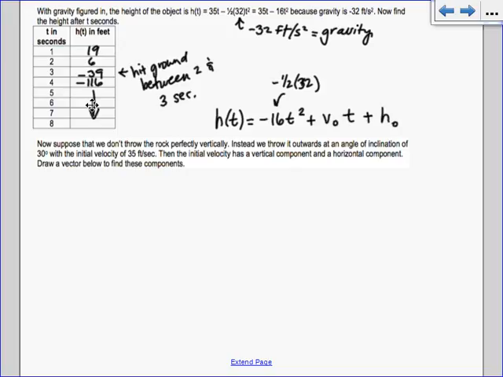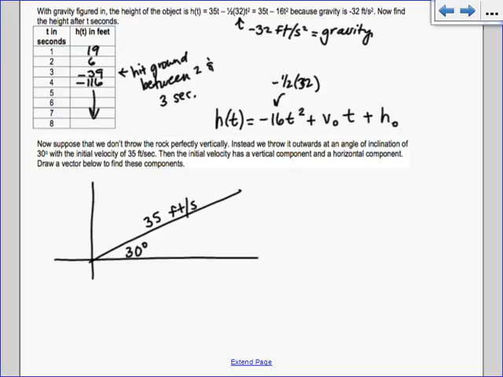Now it says, now suppose that we don't throw the rock perfectly vertically. Instead, we throw it outwards at an angle of inclination of 30 degrees, with that same initial velocity. So here's where we're going to mark the 35 feet per second now. What happens is we have a vertical component to our velocity and a horizontal component to our velocity. We call these Vy and Vx.